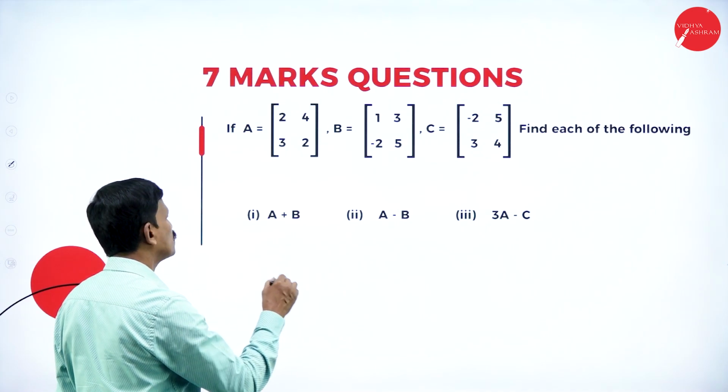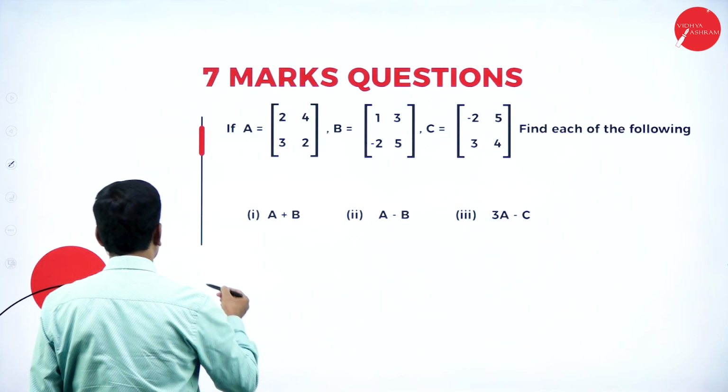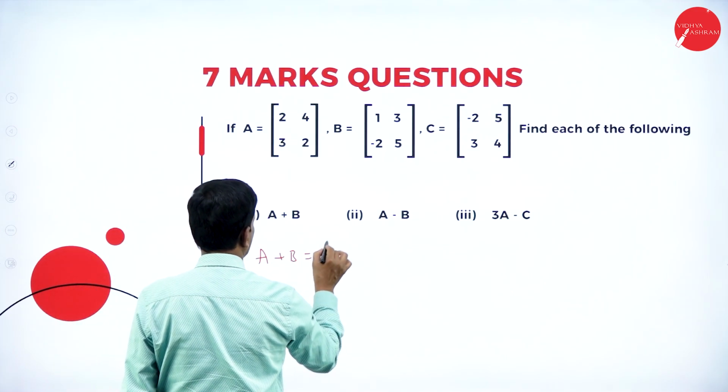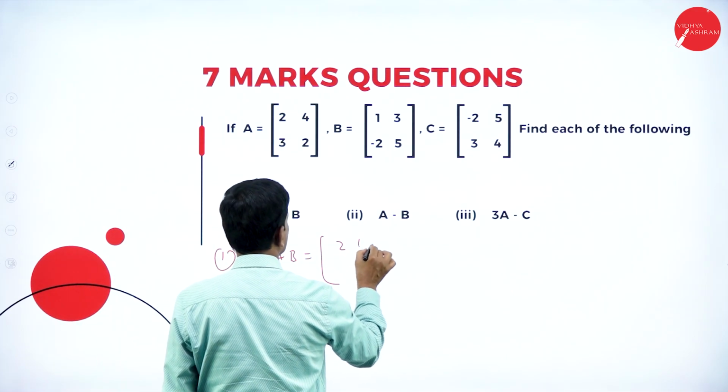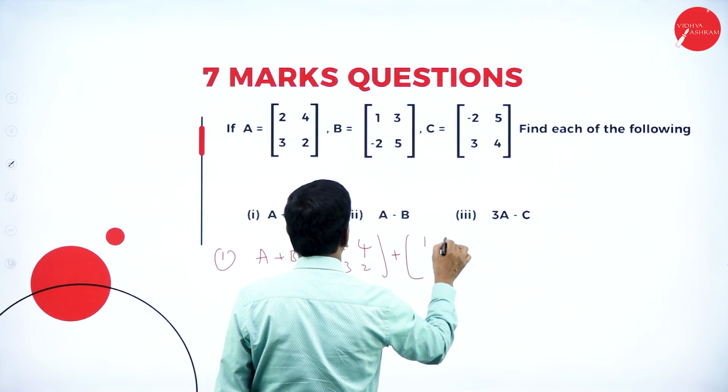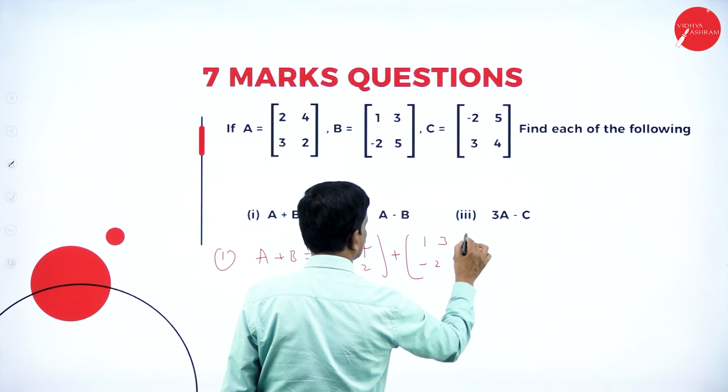First A plus B, A minus B, 3A minus C. Now, let me take the first one, A plus B. This is called addition of matrices. What is matrix A? 2, 4, 3, 2 plus B. What is B? 1, 3, minus 2 and 5.